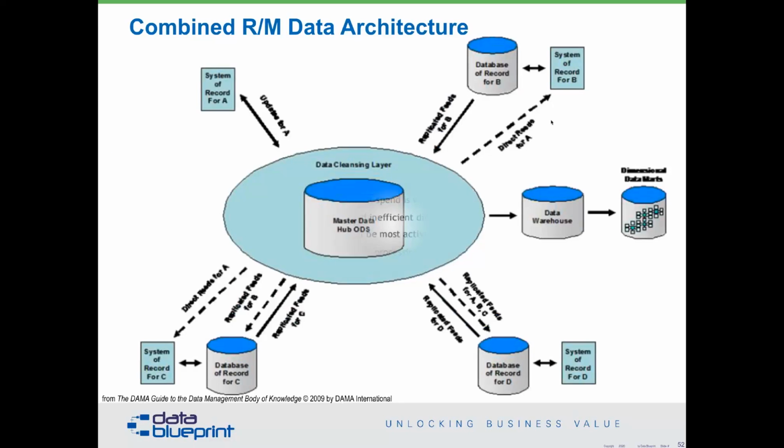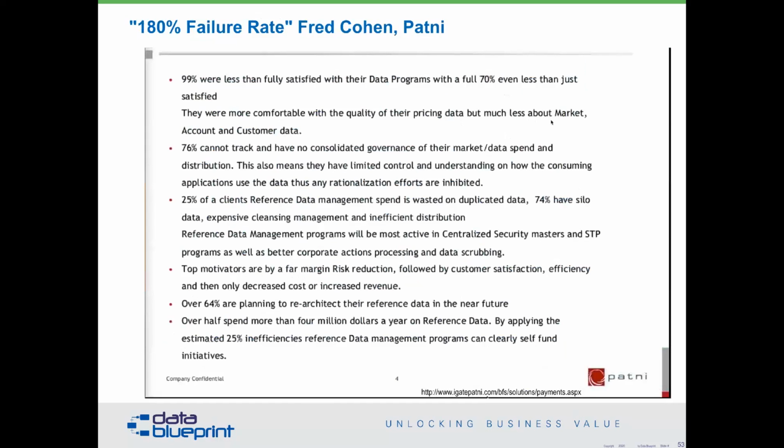And yet our failure rate for master data management is about the same as it is for all IT projects, which is to say 1/3 of them achieve specific results in a way that actually helps the organization. That means 2/3 of these projects are over budget, over time, or do not deliver the functionality that they are supposed to deliver. Over half of all organizations surveyed spent over $4 million a year just on reference data alone.